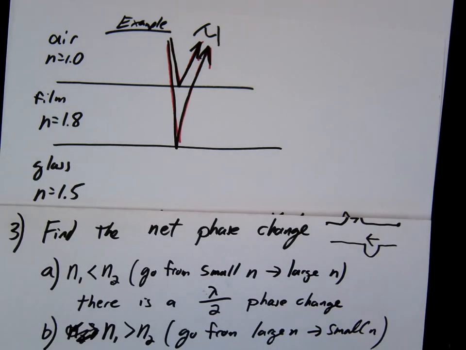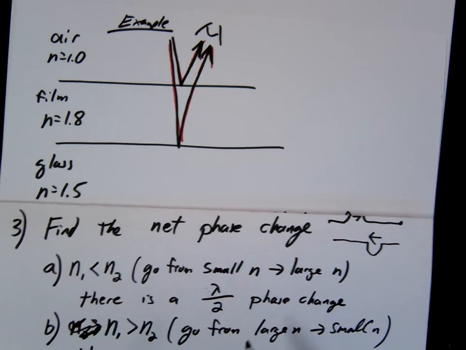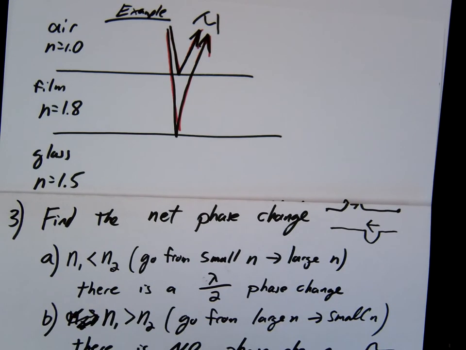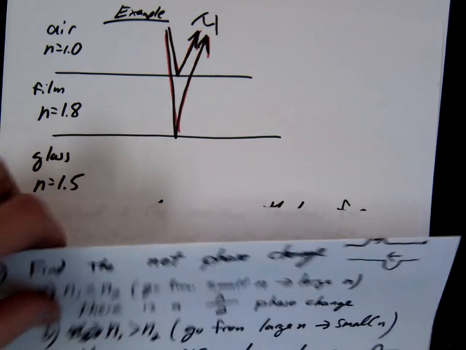So if n1 is less than n2, if you go from a small to a large, there is a phase change. And if you go from a large to a small, there is not a phase change. So small to large there is, large to small there isn't. So let's just look at the two boundaries.